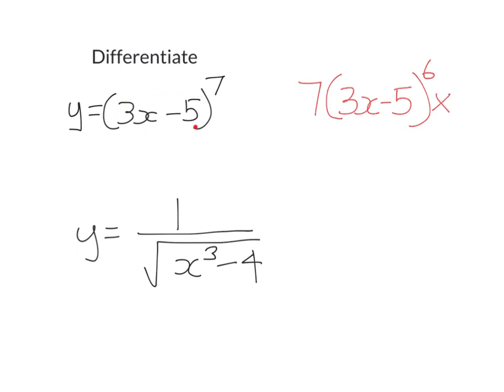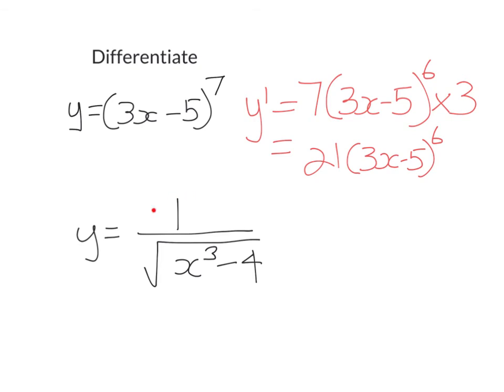So the derivative of 3x minus 5 is just 3. So this will be the derivative. And of course, we write it simpler. 7 times 3 is just 21. So this way is much quicker than what I showed you on the previous slide. That was just so you understand it. Now, if you're not understanding this quick way, you can use the long way that I showed on the previous slide. That's fine too.